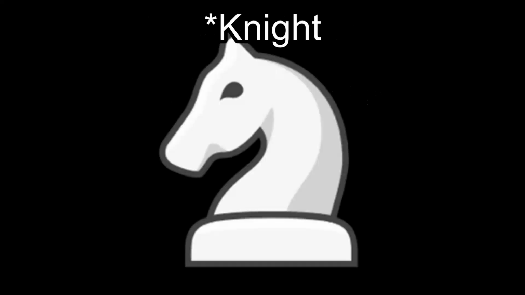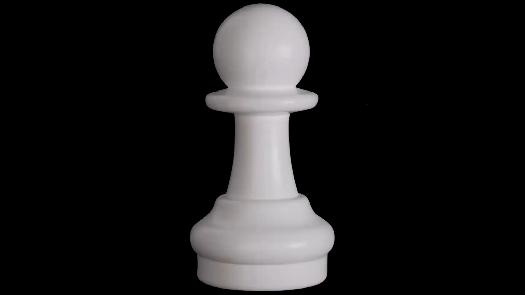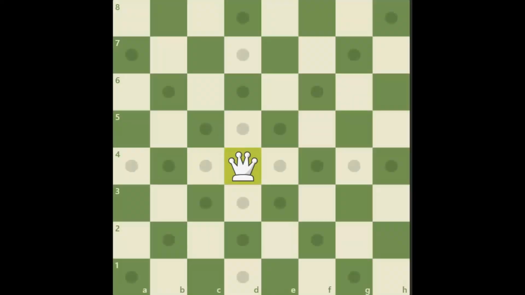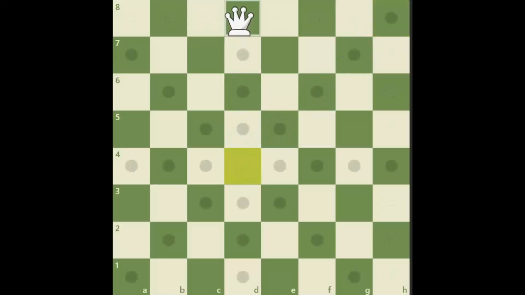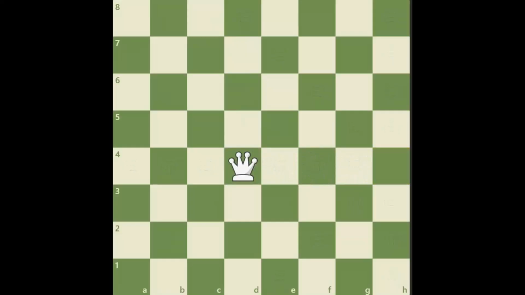Next video I'll probably cover the easier pieces like the knight, the king, and the pawn. And don't worry if I haven't mentioned the queen, because all the queen really is just a mix of the rook moves and the bishop moves. So I can really just treat each queen like a combination of a bishop and a rook.